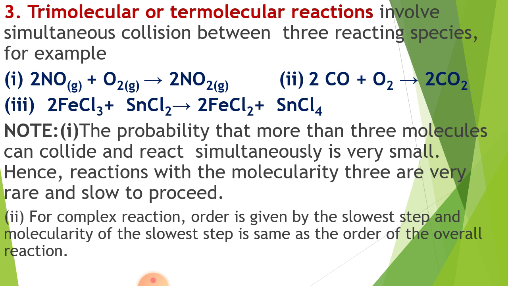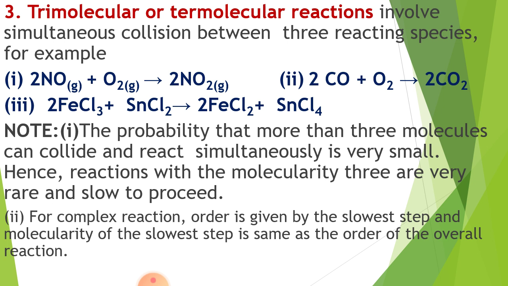Second, 2CO plus O2 converts 2CO to 2CO2. You know about this poisonous gas. This gas also combines with hemoglobin. That's why it is a very poisonous gas. Then 2FeCl3 plus SnCl2 gives 2FeCl2 plus SnCl4. So these are the examples of trimolecular reactions. You have to study all these reactions in the further chapters.